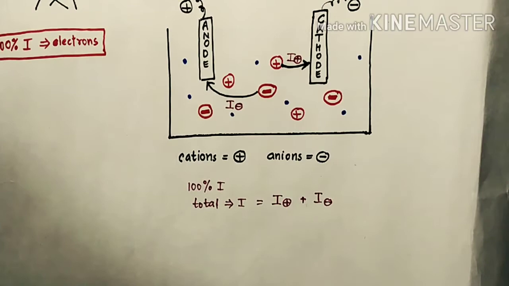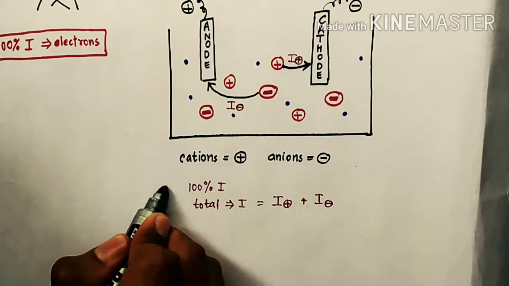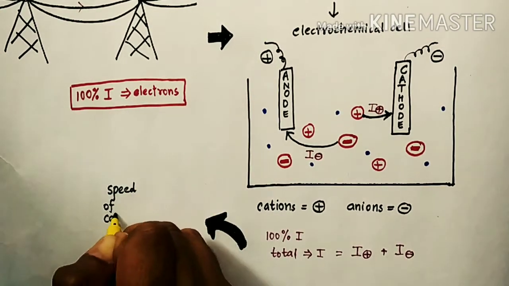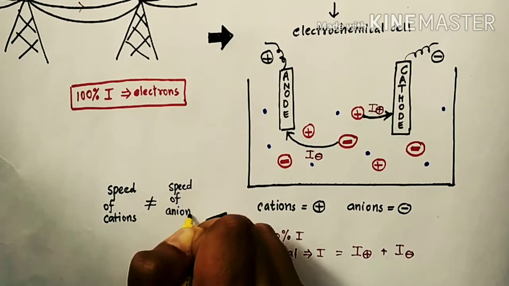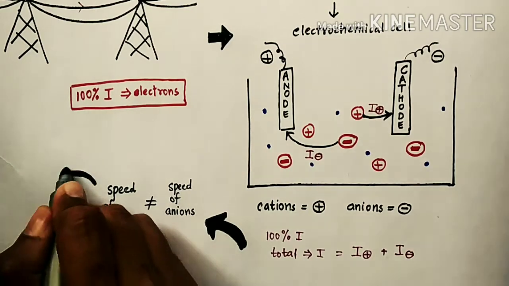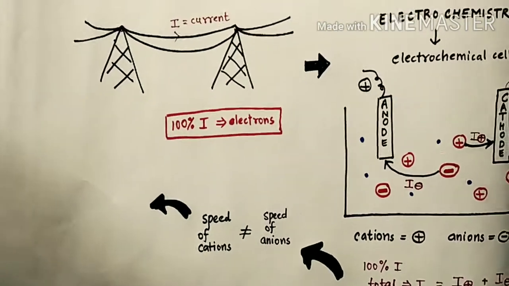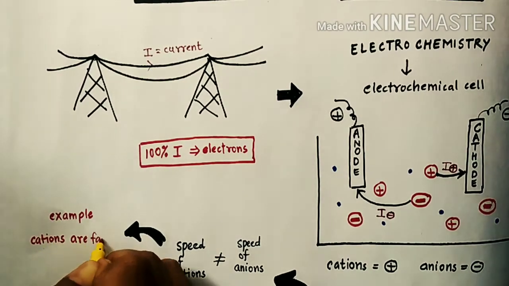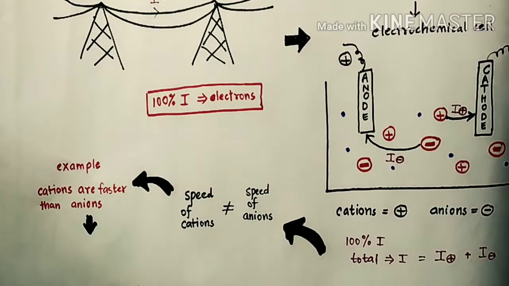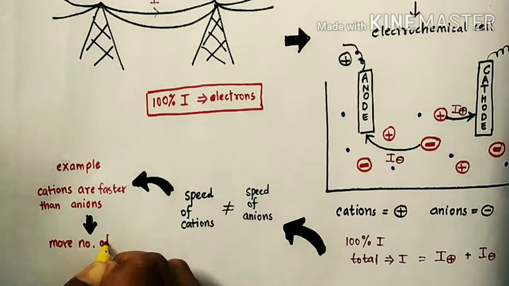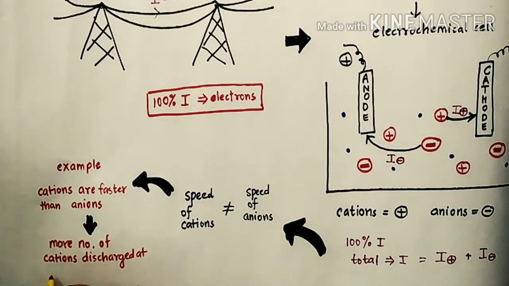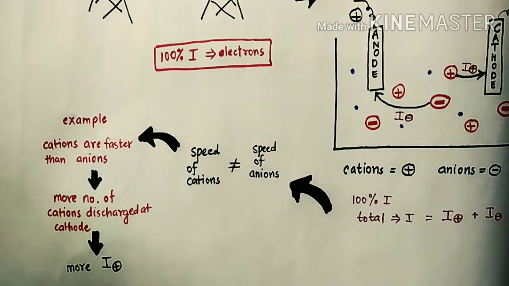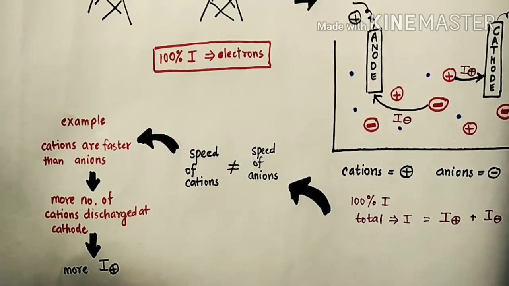Now, due to several factors like size, charge density, etc., the speed of both ions is not the same in solution. That is, speed of cations is not equal to speed of anions. Let's suppose positive ions move faster than negative ions. So, in 1 second, more number of positive ions will get discharged at cathode. That is, there will be more flow of positive charge in 1 second, that is more I plus.